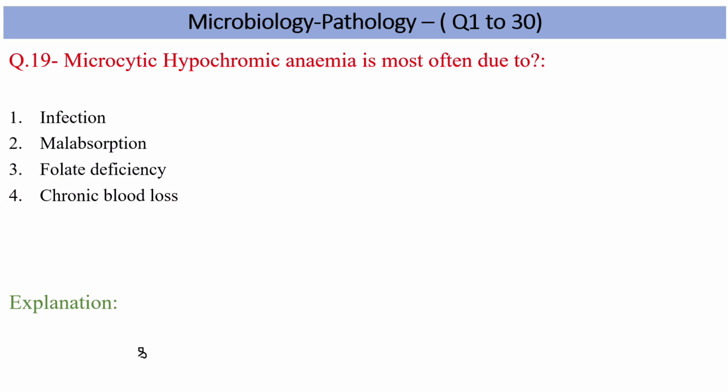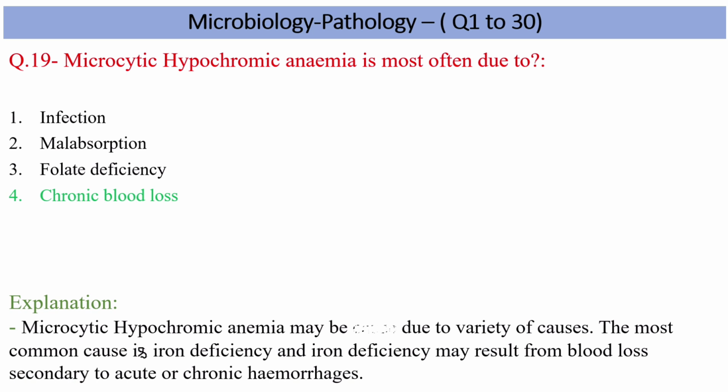Microcytic hypochromic anemia is most often due to infection, malabsorption, folate deficiency, chronic blood loss. Correct option is chronic blood loss. Microcytic hypochromic anemia may be due to a variety of causes. The most common cause is iron deficiency, and iron deficiency may result from blood loss secondary to acute or chronic hemorrhage.